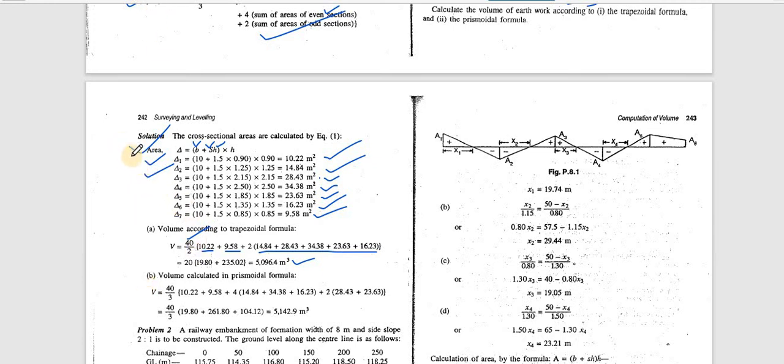Okay, and so the next one is your volume calculation by prismoidal formula. So the formula is what? Common distance by 3. So the common distance 40 divided by 3. First ordinate, last ordinate, that is first area, last area, 4 times the sum of even areas. So 14.84, 34.38 and 16.23. Sorry, these are the even numbers or the ordinates, and these are the odd number ordinates. So after applying this in the formula, we are getting the value as 5142.9 meter cube.